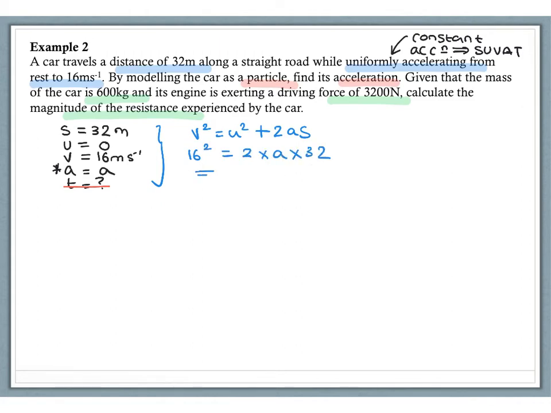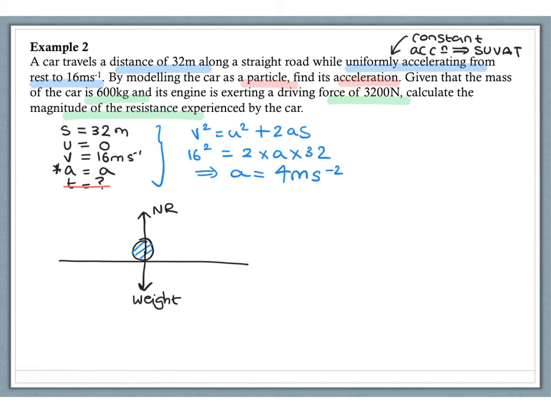And then we can calculate our acceleration. This is equal to 4 meters per second squared. We're now going to draw a force diagram for the situation. Here is our car being modelled as a particle. We have a weight acting downwards and a normal reaction acting upwards.